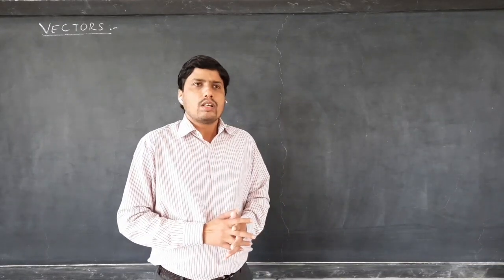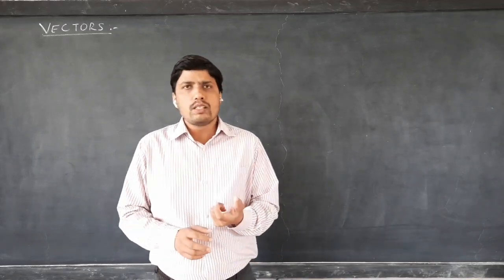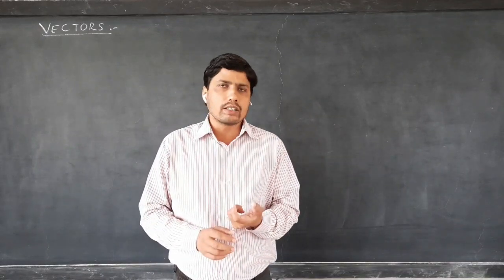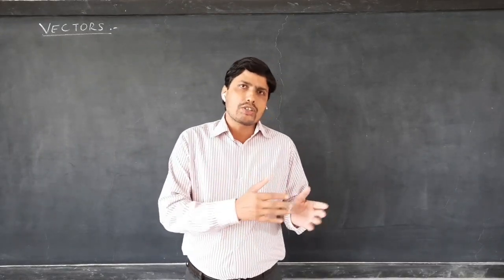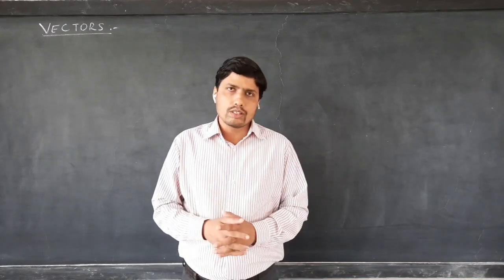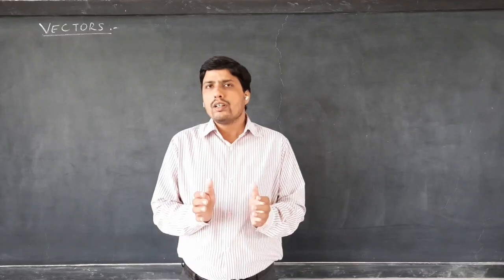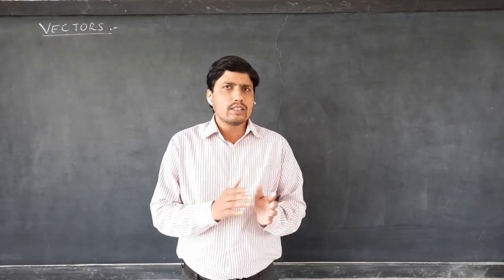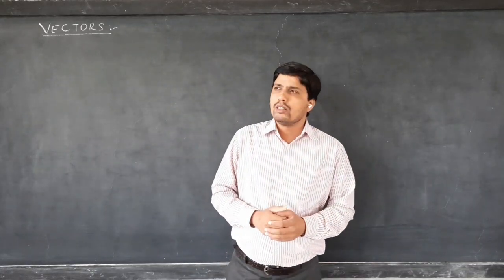For example, a displacement of 2 meter towards east. Here 2 meter refers to the value or magnitude of the displacement, and towards east, that is the direction attribute of displacement. So when we express displacement, we express a value and a direction. Hence we say that displacement is a vector quantity.